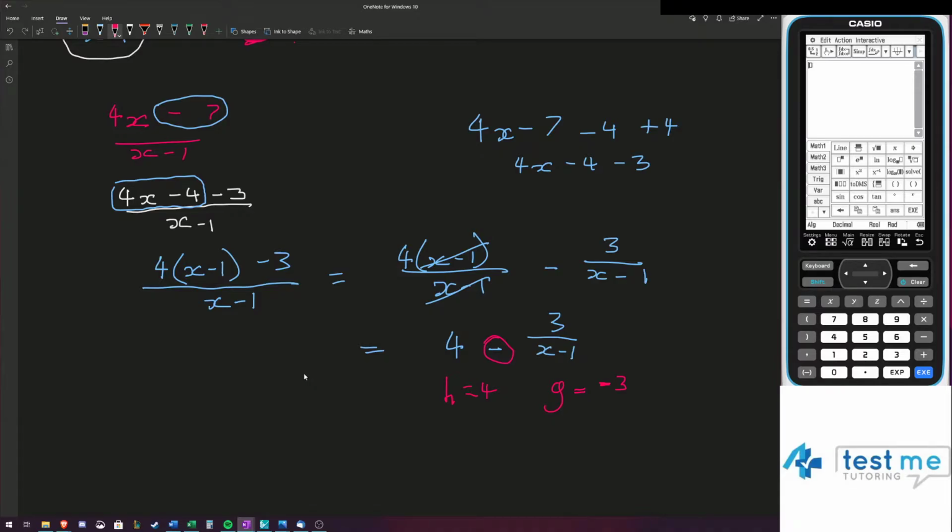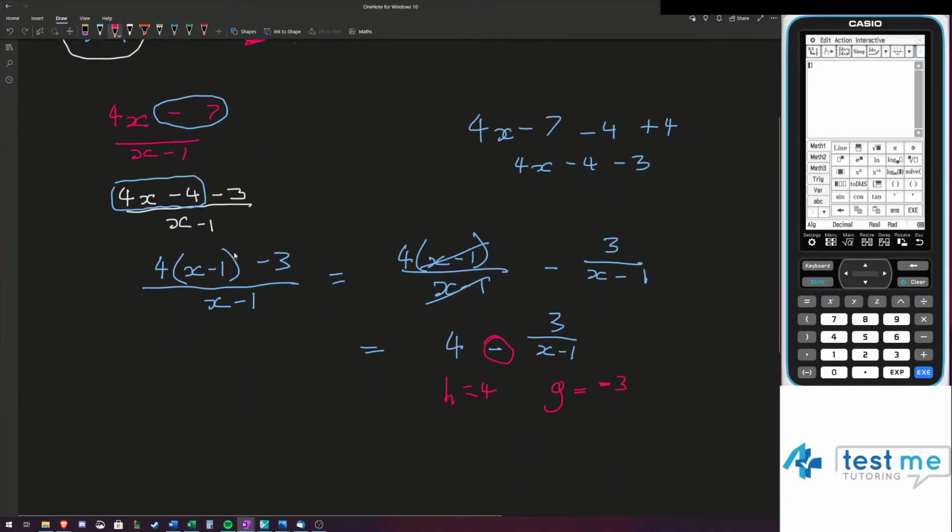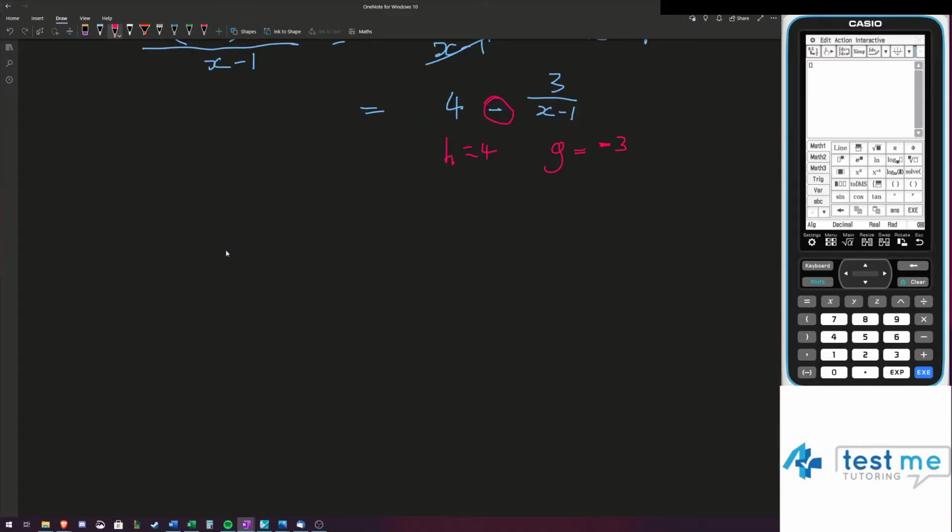This is exam 1, question 2, where we're dealing with anti-differentiation and differentiation, okay? So the way the exams are laid out, usually we start with differentiation and anti-differentiation questions. Alright, now the second part of the question is, therefore, find the antiderivative of 4x minus 7 over x minus 1. So that thing we started with, 4x minus 7 over x minus 1. Now, this is a non-calculator exam.